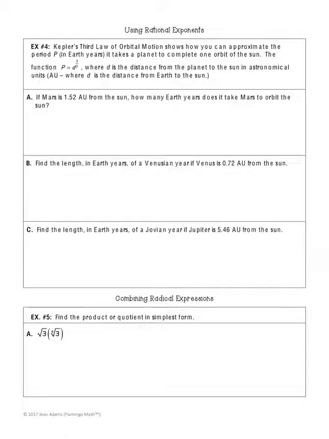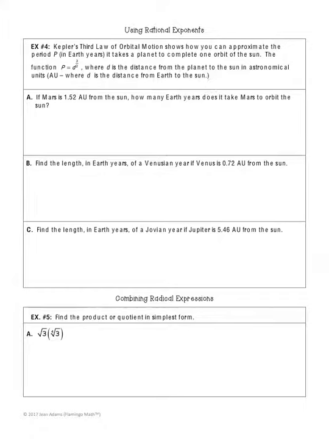So then we come to some really fun word problems. Well, really it's just one word problem with a whole bunch of questions. So let's go ahead and look at Kepler's third law of orbital motion, which shows how you can approximate the period P, which is in Earth years, it takes a planet to complete one orbit of the Sun. So the function P equals d to the 3/2, where d is the distance from the planet to the Sun in astronomical units, which are called AUs, where 1 AU is the distance from the Earth to the Sun.